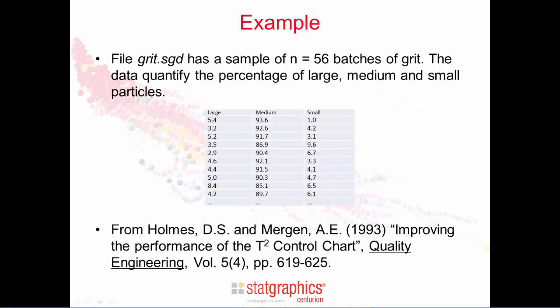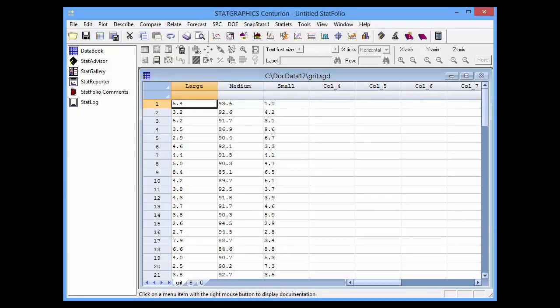As an example, the file grit.sgd has data for 56 batches of grit. Each row of the file shows the percentage of large, medium, and small particles in a particular batch. The data are from Holmes and Mergen. I've loaded the data in the grit file into the Statgraphics Centurion version 17 datasheet.